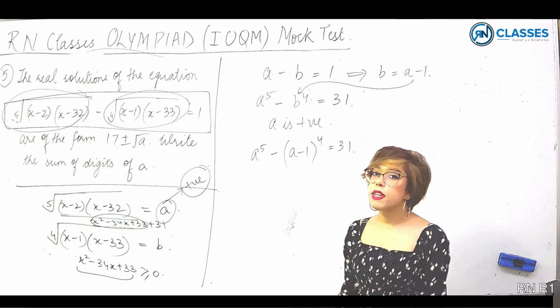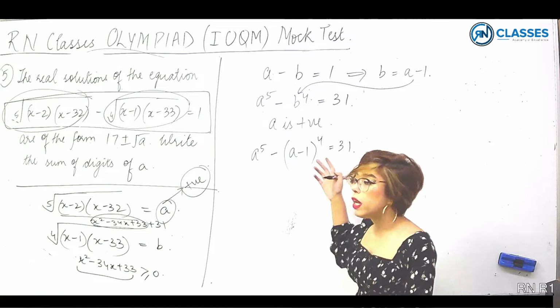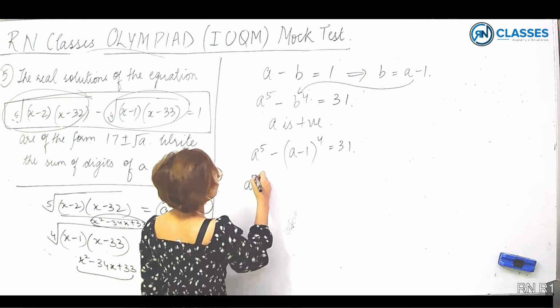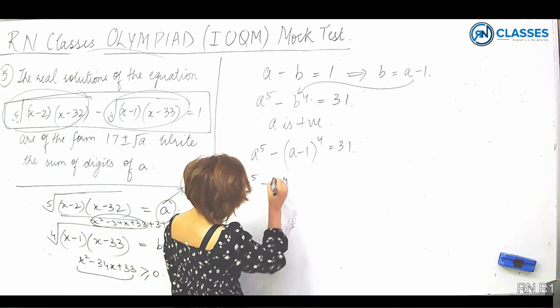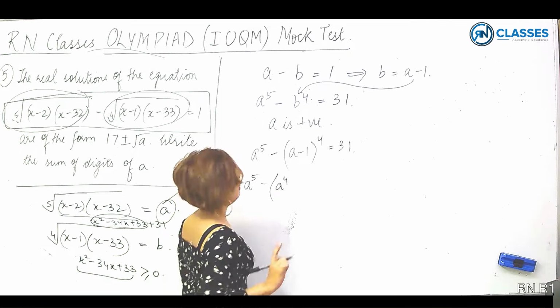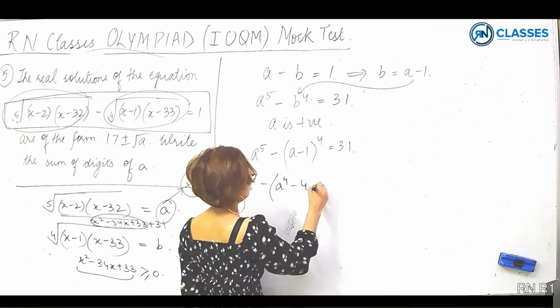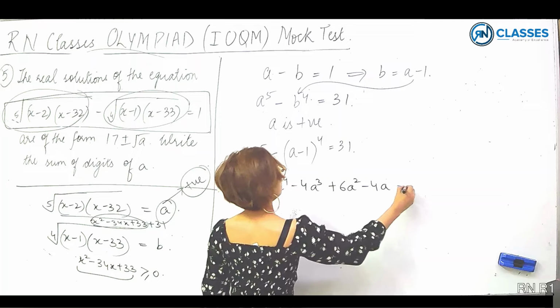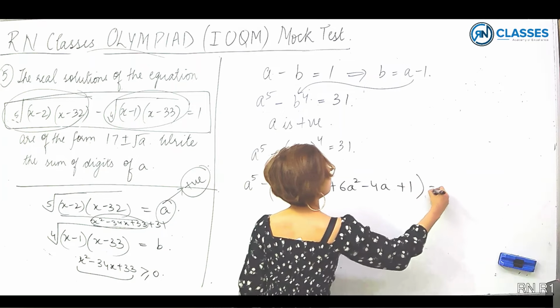Right? (a minus 1) raised to the power 4, you can open it up, square it, and multiply by minus one, whatever you get, put it in. One of the same thing. So I will get a raised to the power 5 minus a raised to the power 4. I will do it one by one, otherwise I don't understand. So minus 4a cube plus 6a square minus 4a plus 1. This is equal to 31.